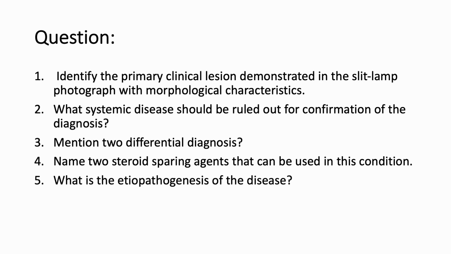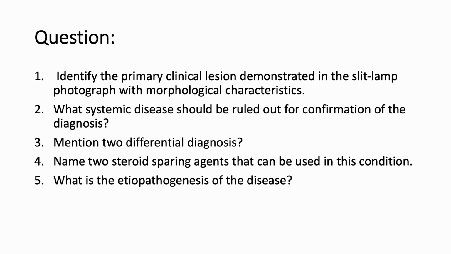So here are the 5 questions for this case. First is the identification of this lesion and describe its morphological characteristics. Second, what systemic disease should be ruled out to confirm the diagnosis? Third, mention 2 differential diagnoses. Next, name the 2 steroid sparing agents used in this condition. Last, what is the etiopathogenesis of this disease? You can pause this video and attempt to answer on your own.